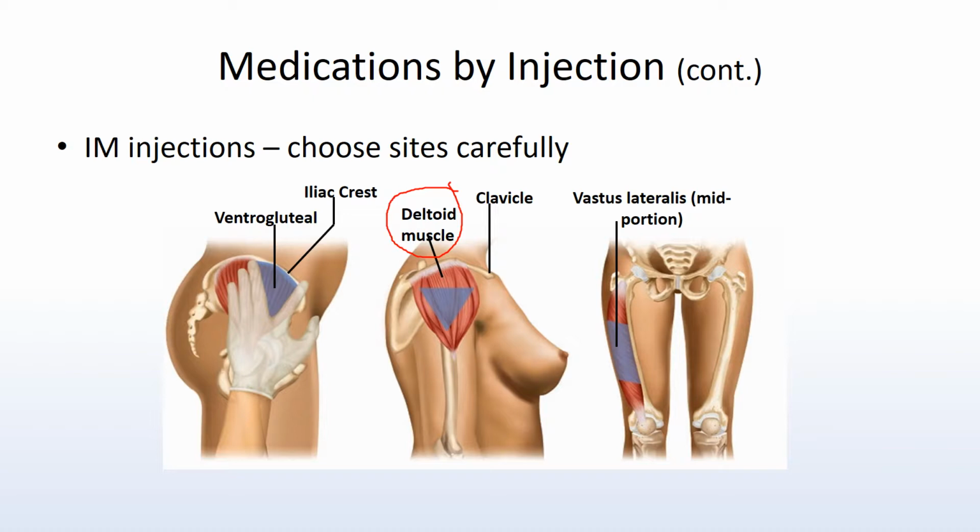So again, with your pen, find the injection site and let me know where it's at. All right, deltoid: three finger widths down from the acromion process. There's your injection site. For the vastus lateralis, you're going to divide the thigh into thirds this way, and then again thirds this way, and it's going to be the outer third.